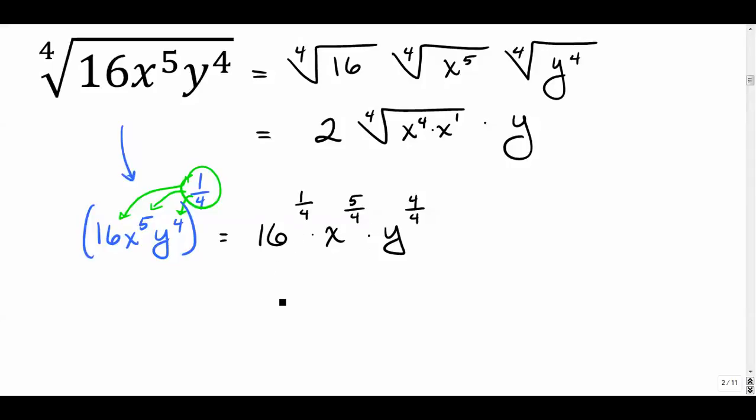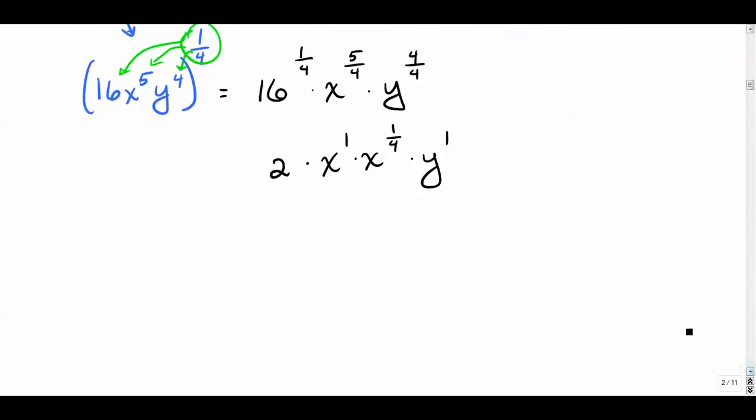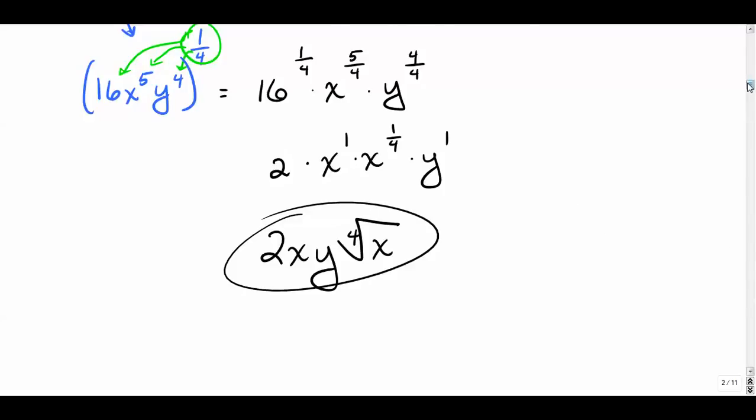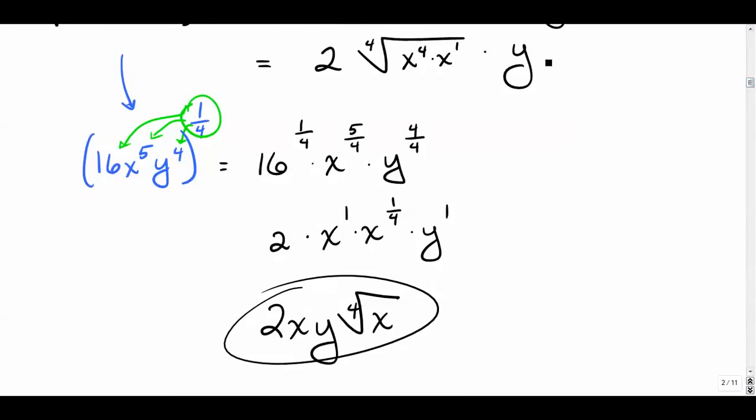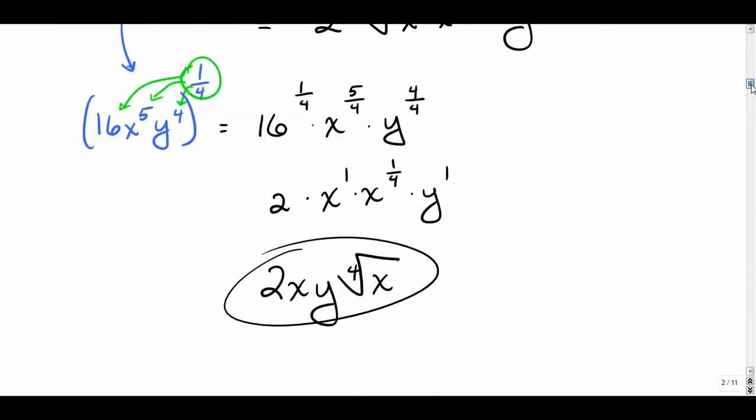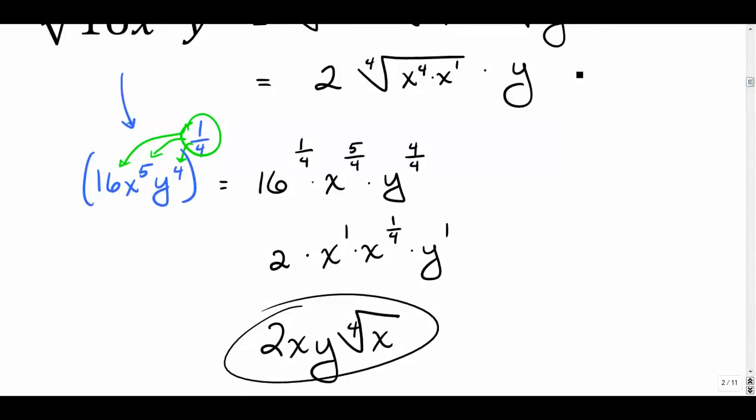So this is 16 to the 1/4 is 2, x to the 5 over 4. Whenever it's an improper fraction like that, just divide them. You get 1 and a 4th. And then this one, 4 over 4, is just 1. So we'll continue. I've got 2 x to the first, y to the first, times x to the 1/4, which is the 4th root. And that's the same answer that I got the other way, which is, maybe I didn't finish it. Well, anyway, it is the same thing.